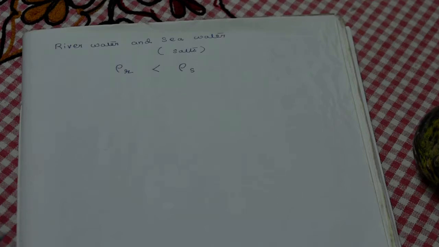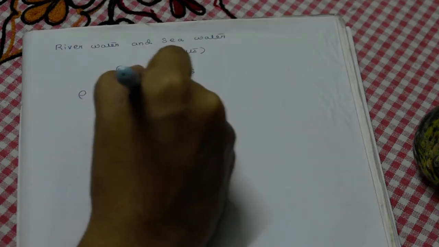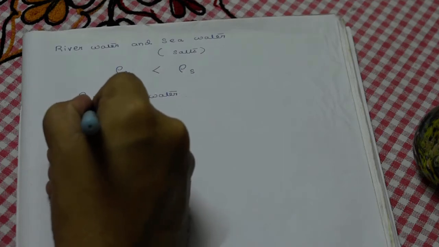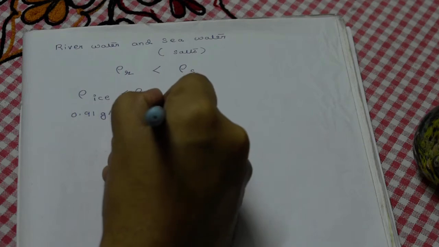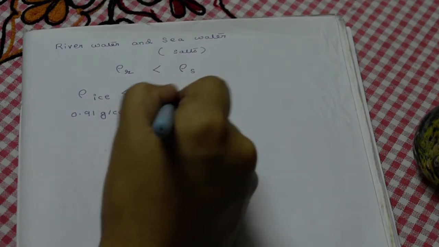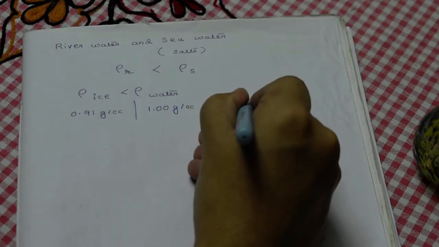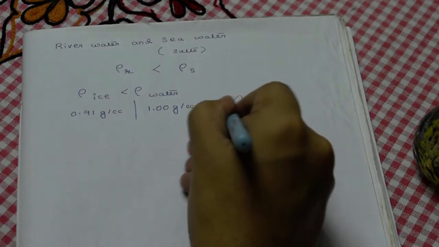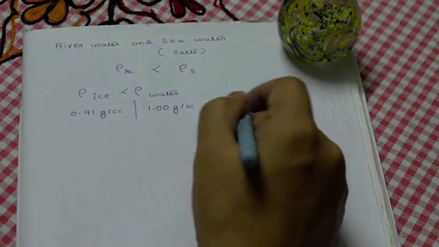Density of ice is less than that of water. I had already discussed this, that rho of ice is less than rho of water. If you know the actual values, you shall know that the density of ice is 0.91 grams per cc, whereas the density of water is 1.0 grams per cc. So the density of ice is less. This is why an ice cube floats on water, and it is the same reason that icebergs float on water. Though a huge portion of the iceberg is actually underwater, not visible from the top, in general icebergs float in water.